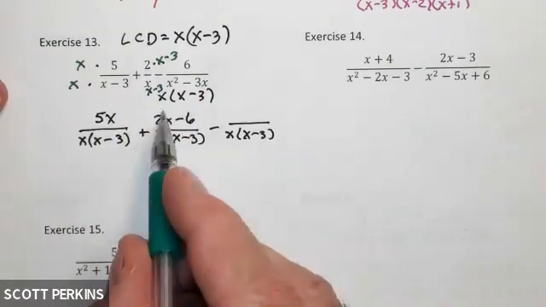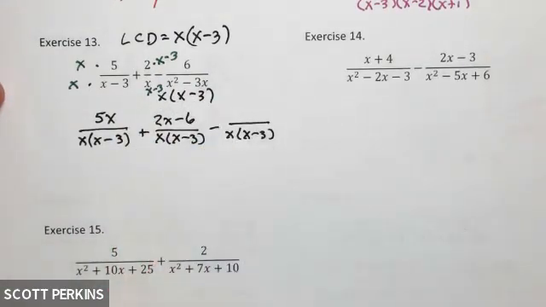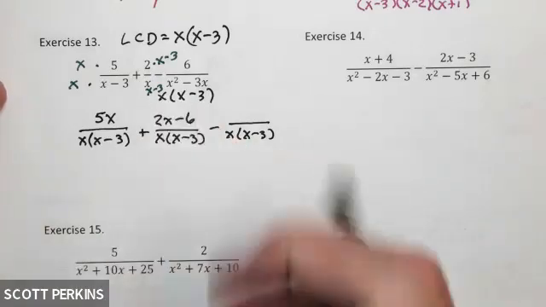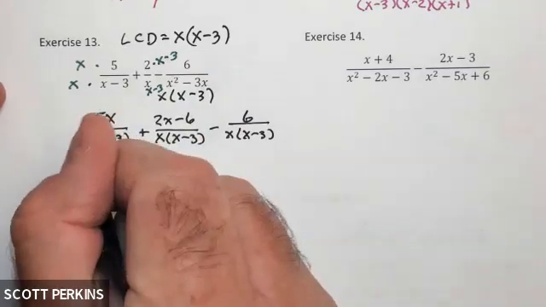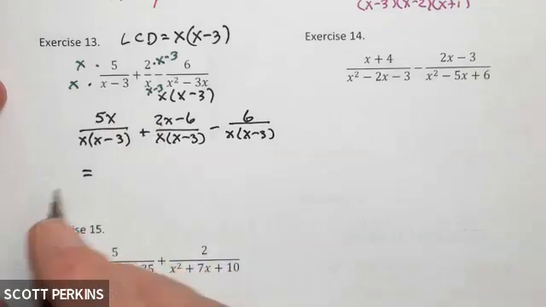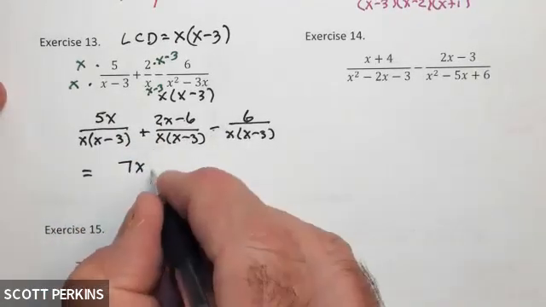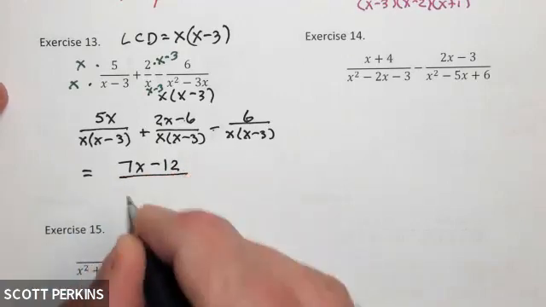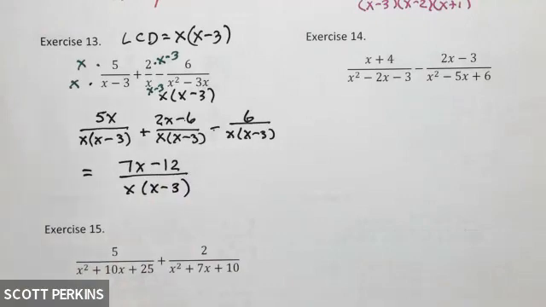The third fraction, is this third fraction missing anything from the common denominator? No, it is not. So I don't need to do anything with that third fraction. It's going to just stay 6. All right, and now let's add everything up or subtract or whatever we're supposed to do. I've got 5x plus 2x, that's 7x. I've got negative 6 minus 6, that's negative 12. There's nothing in common there. So there is my reduced fraction.